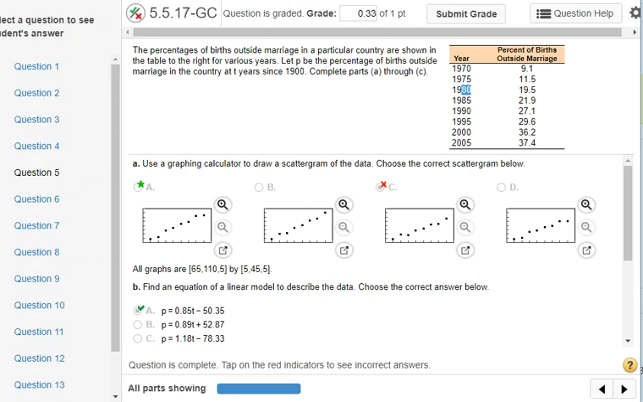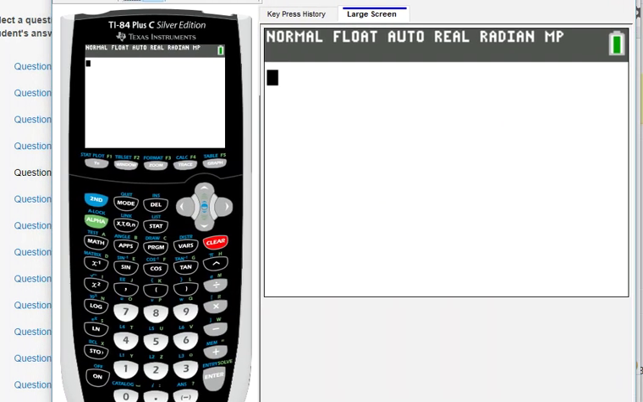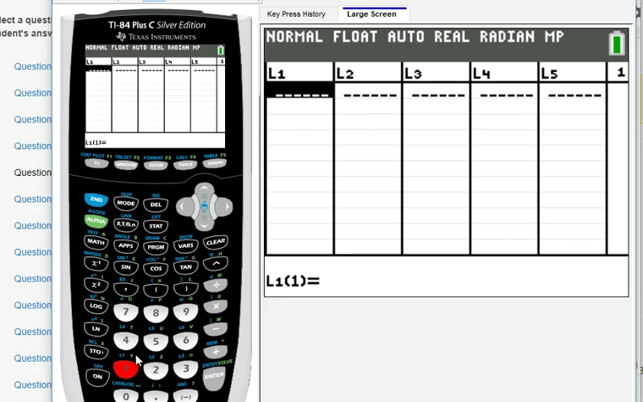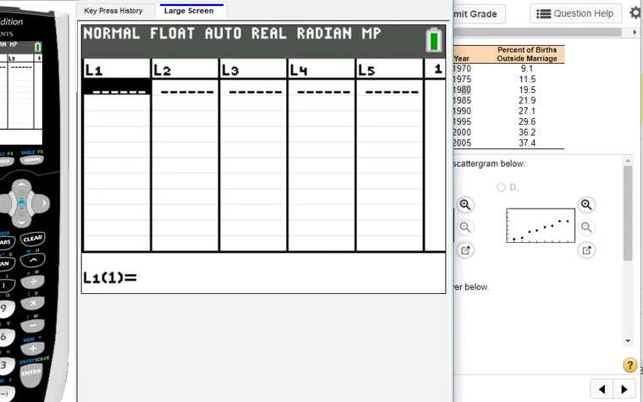I'm going to go to my calculator. So here's a calculator. It should look like your handheld calculator. The first thing I need to do is press the Stat key and go into option 1 for Edit. Now I can type in all of those values. I'm going to see if I can pull my screen over here just a little bit so I can read that. So I'm going to type them.